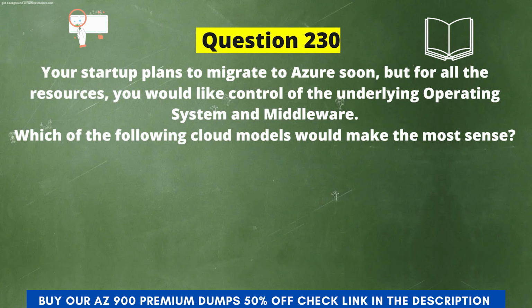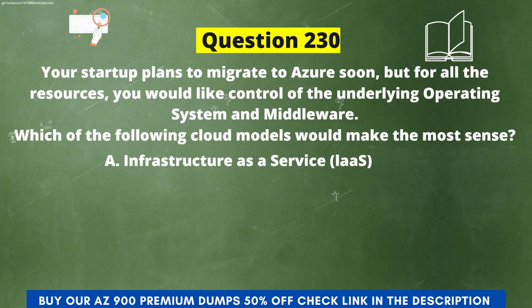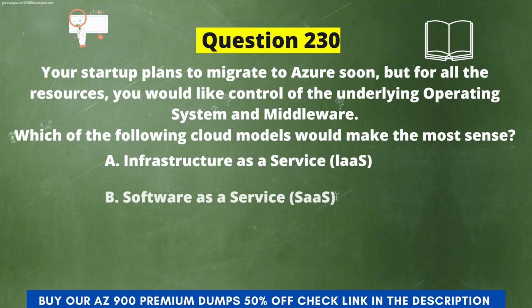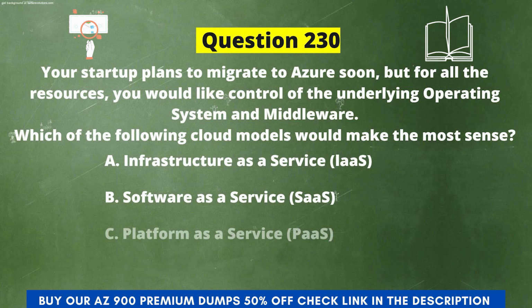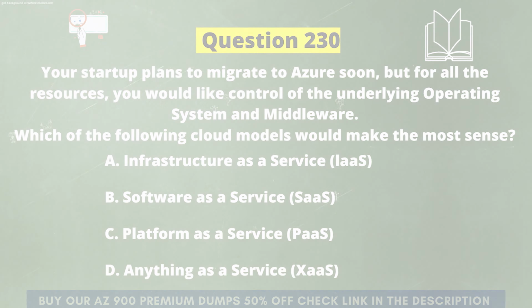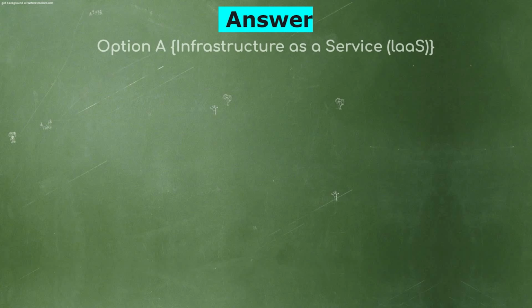Next question. Your startup plans to migrate to Azure soon, but for all the resources, you would like control of the underlying operating system and middleware. Which of the following cloud models would make the most sense? And the options are A. Infrastructure as a service, B. Software as a service, C. Platform as a service, D. Anything as a service. And the correct answer is option A.